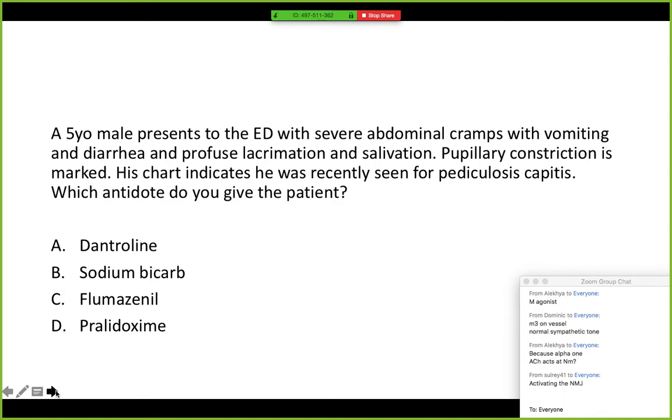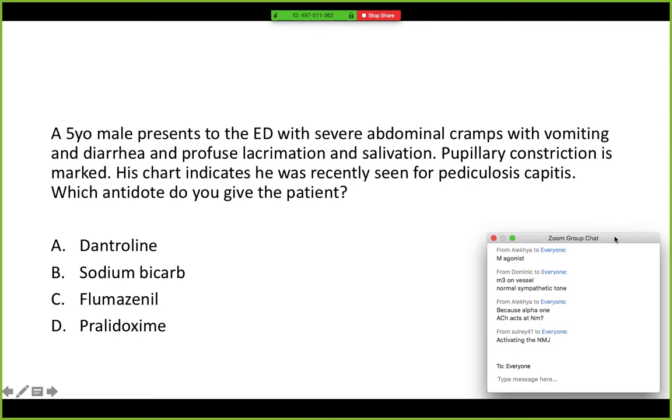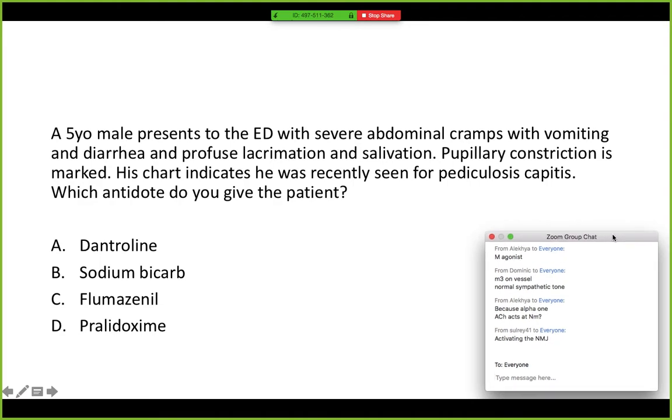All right. You have a 5-year-old male who presents to the ED with severe abdominal cramps with vomiting and diarrhea and profuse lacrimation and salivation. Pupillary constriction is marked. His chart indicates that he was recently seen for pediculosis capitis. Which antidote do you give the patient? So what is pediculosis capitis? I think Dr. Colley covered that, right? Yeah, head lice.